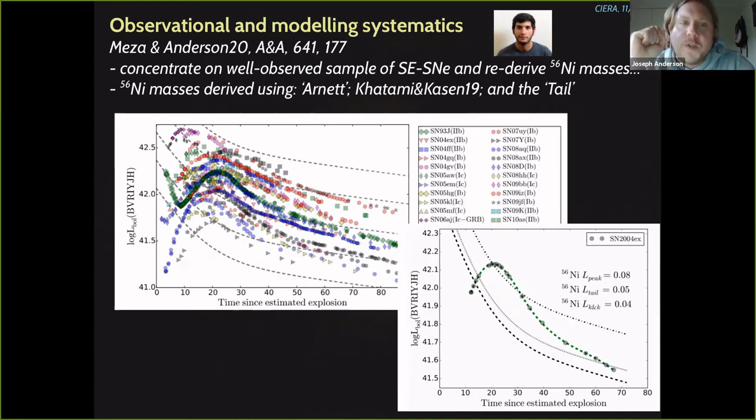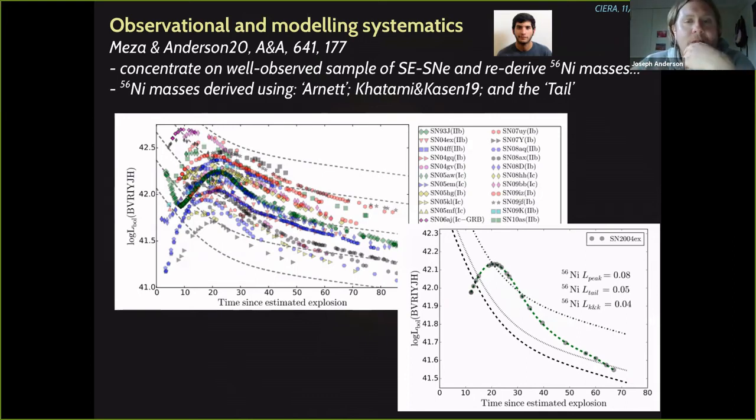So we thought, okay, we'll concentrate here on a well-observed sample of stripped envelope supernovae and rederive nickel 56 masses. A well-observed sample is where we have very good cadence, cadence being how frequent the observations are, and good wavelength coverage. The wavelength coverage is on the y-axis here of these bolometric light curves. Again, time since estimated explosion is on the x-axis. On the y-axis, the bolometric luminosity across these bands, B in the blue to H. It's difficult to have supernovae that are observed in many bands, but there's a reasonable number that have observations in these bands, and also have data at maximum, and various other selection criteria.